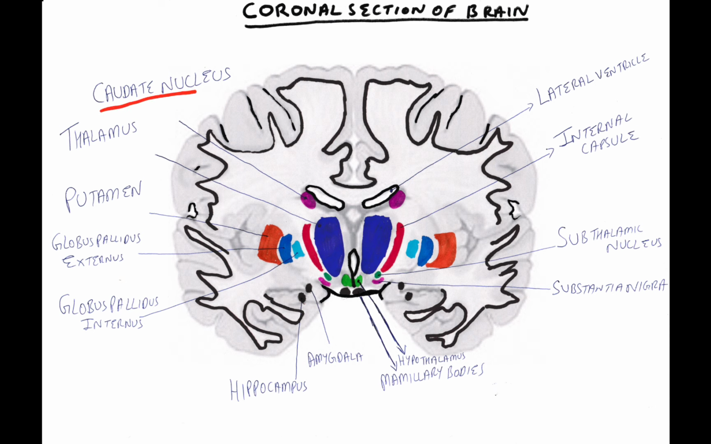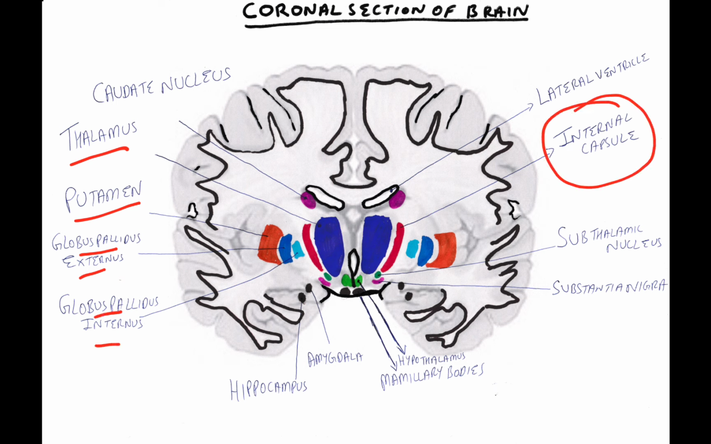So this is your caudate nucleus, this thalamus, putamen, globus pallidus externus, internus, subthalamic nucleus, substantia nigra. One important thing is between thalamus and this putamen, globus pallidus externus, globus pallidus internus, there is internal capsule. This is lentiform nucleus basically. So thalamus is divided from lentiform nucleus by internal capsule.